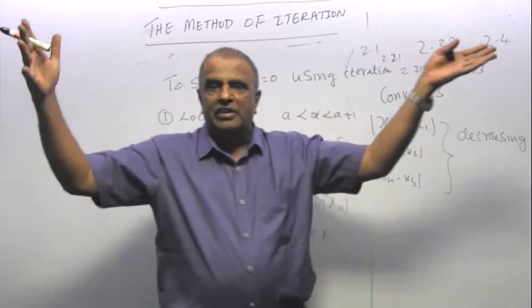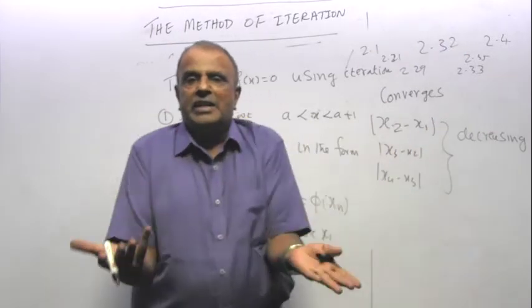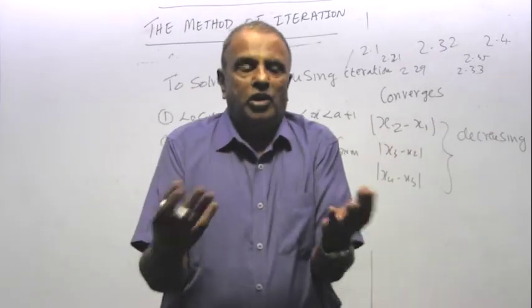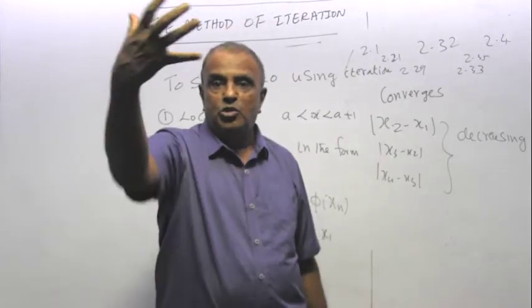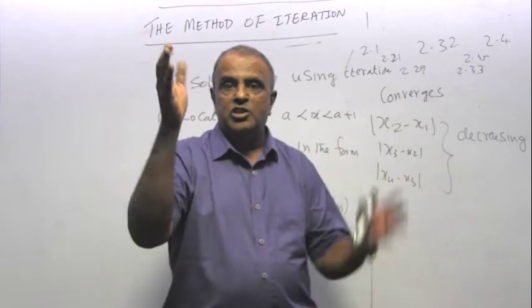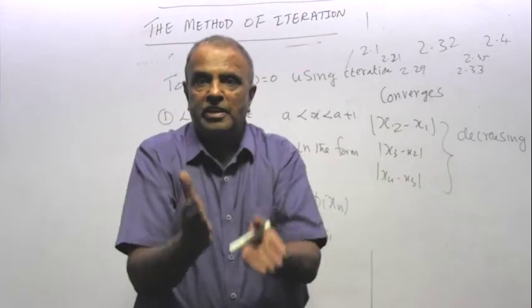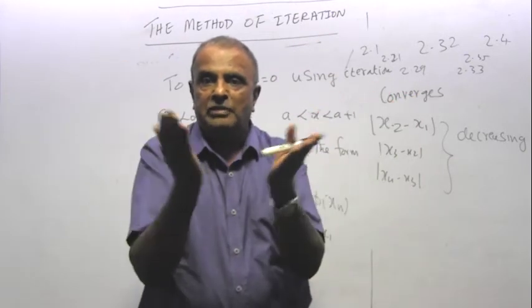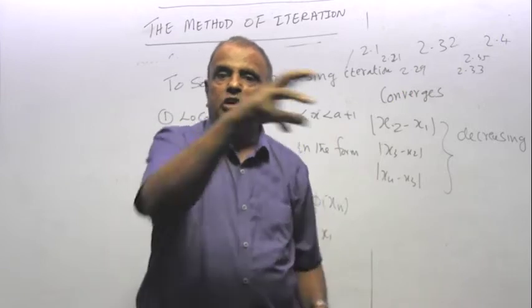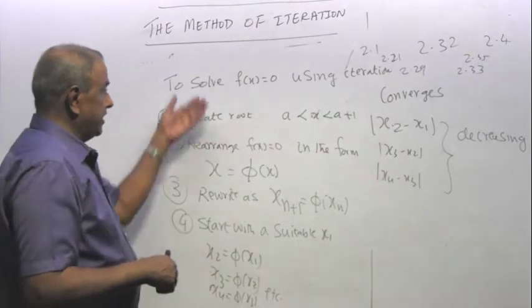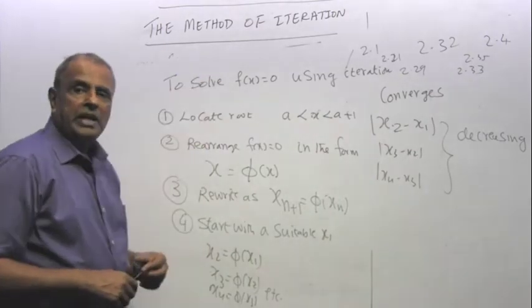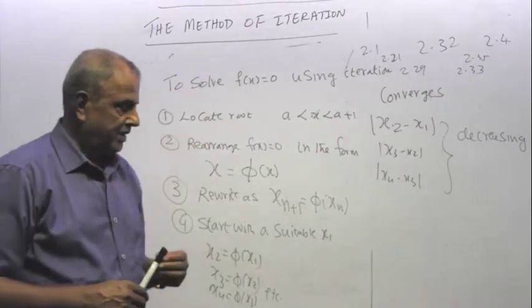But if the difference starts increasing, then it will diverge. So to show that it converges to the root, you do a number of iterations and show that the successive differences are becoming less. So you're approaching the root. Well, that is a brief explanation of iterations.